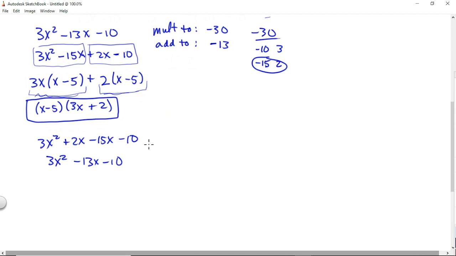So that's it. It does take a little time, but it's something that you just follow the steps. Once you find those numbers, it just works.